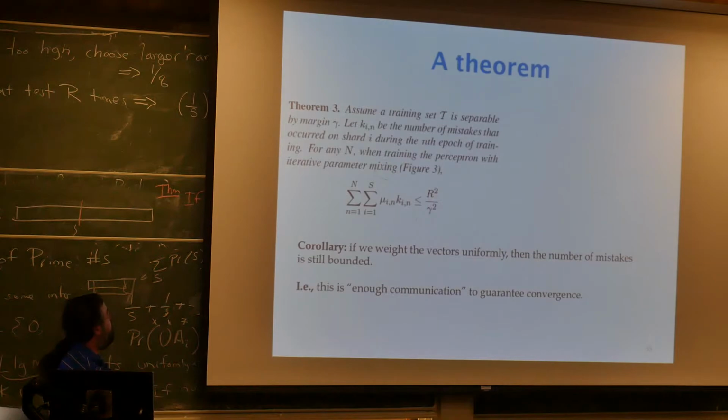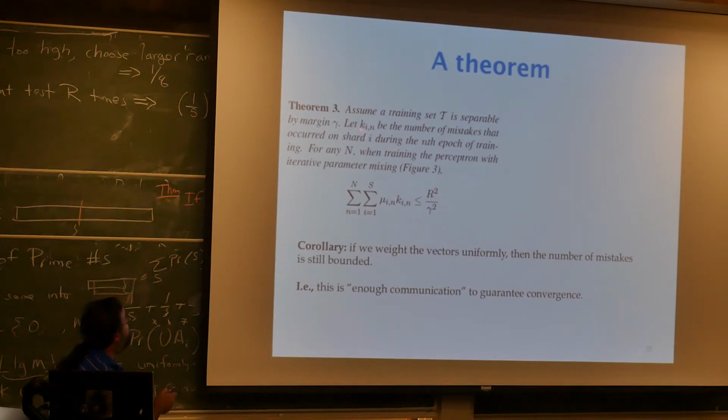So here's the theorem. This is one more perceptron theorem. We're using their same notation, R's and gammas. This is basically what they claim. S is the number of shards, that's the number of worker machines. N is the number of iterations, so you're running this iterative parameter mixing algorithm n times, the number of times you go around that outer loop. What they're claiming is something about the total number of mistakes that get made.